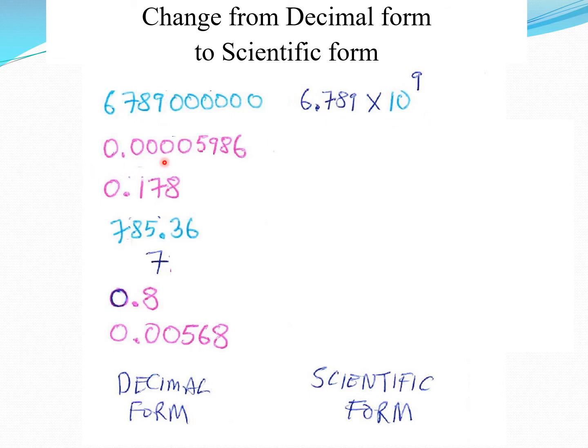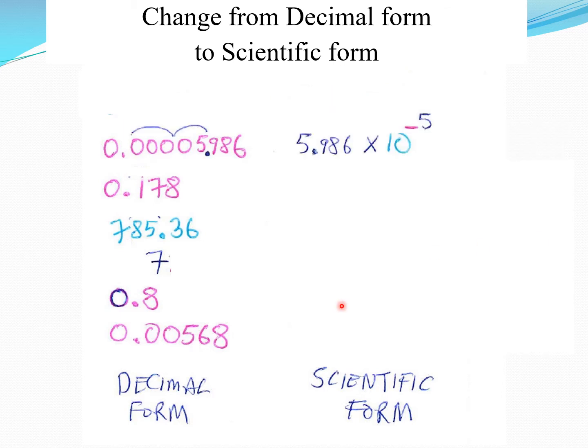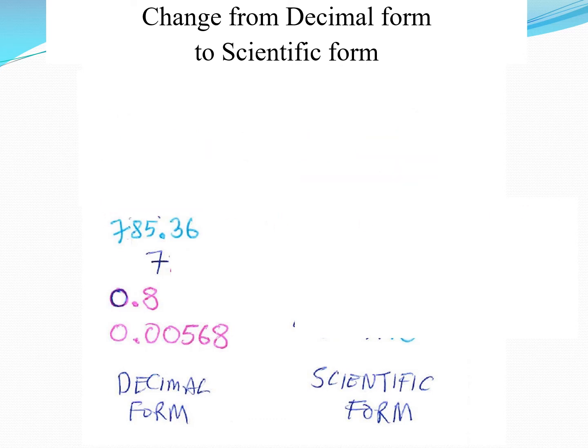This is a figure less than 1, so it's going to be by 10 to the power of minus something. The first part is going to be 5.986. How many places does the decimal get moved? It gets moved 5 places. You can see that fairly easily. So 5.986 by 10 to the minus 5. Moving on to the next one, we've got 0.178. Again, it's going to be by 10 to the power of minus something, and it's going to be 1.78. So 1.78 by 10 to the minus 1.